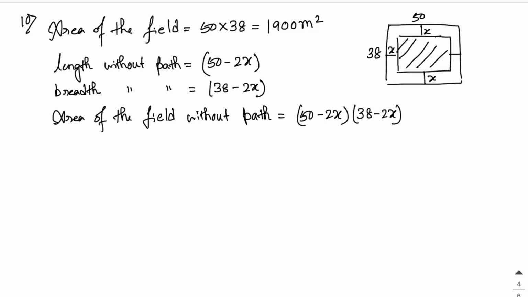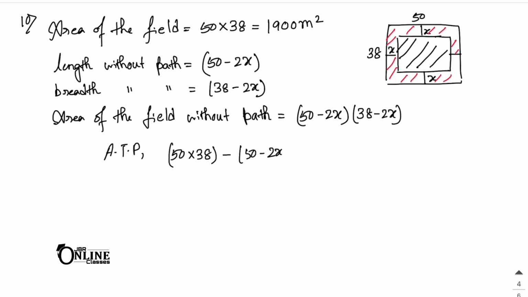Now, if you want to find out the area of the path, that means that portion, then you have to subtract the middle portion from the total area. So according to the problem, 50 into 38, that means 1900, minus 50 minus 2x into 38 minus 2x, equals 492. It's given 492 is the area of the path.